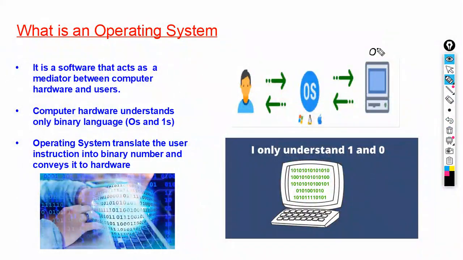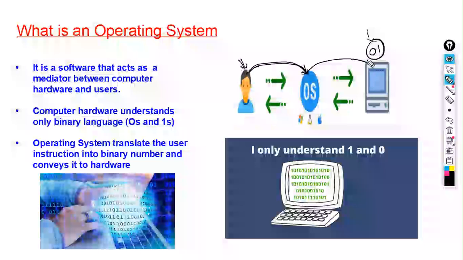Computers understand only the binary numbers zeros and one, and users use languages like English, Hindi, Urdu, Arabic, etc. So user will send the instruction in its own language, but the computer does not understand languages like English, Urdu, Arabic, Hindi. So what this operating system will do, it will take the instruction from the user and convert it into binary language, then it will send the instruction to the computer. So it is a software that acts as a mediator between computer hardware and users.